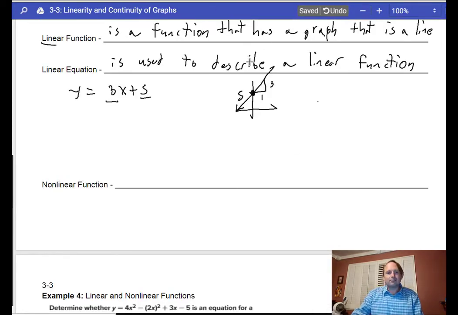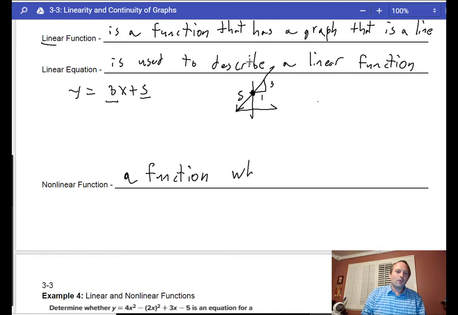So finally, a nonlinear function is going to be really easy. A function whose points do not form a line.